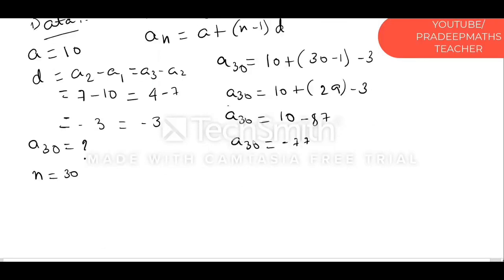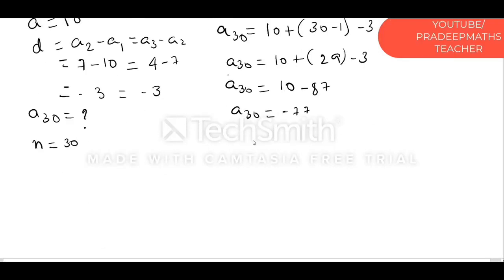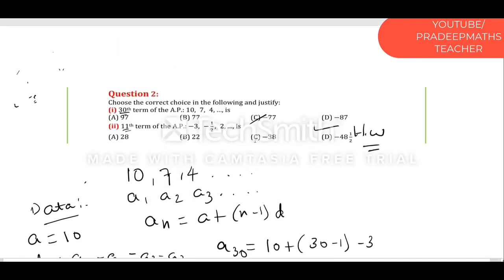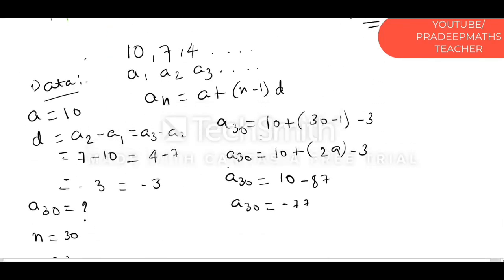Now, they have given the AP. So the AP is, okay, let me write here. We are solving the second one. So the AP they have given is minus 3, minus 1 by 2 and 2.